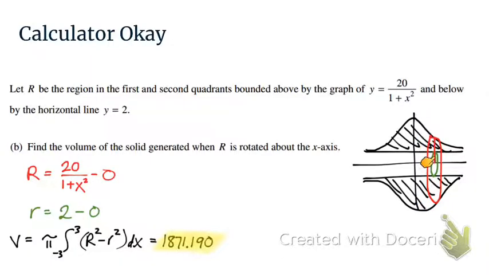Anyway, here's this red circle, and so the length of the radius for the red circle is top minus bottom, which is the function, 20 over 1 plus x squared, minus the axis of revolution, which is 0. And then for the inside radius, the green one, it's top minus bottom, which is 2 minus 0. Plug that in our volume formula, pi times the integral from -3 to 3. Since we're revolving around a horizontal line, everything is in terms of x, of capital R squared minus little r squared dx, and I got 1,871.190 as my volume.